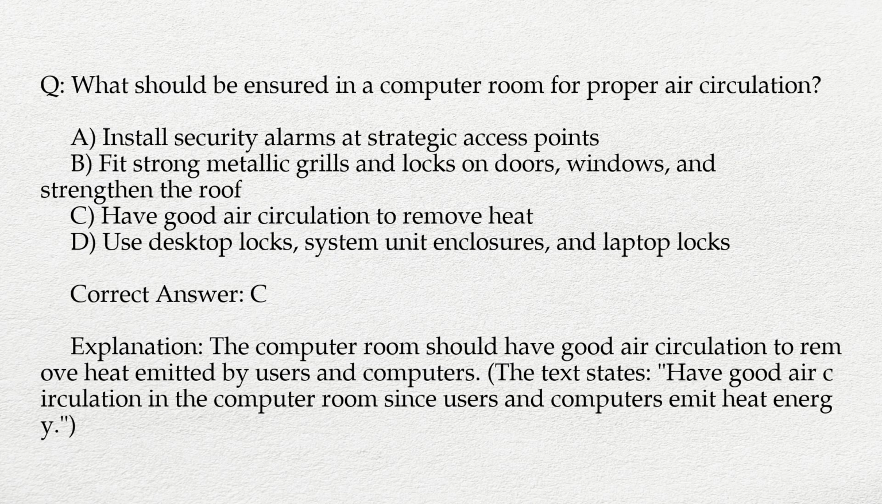Q. What should be ensured in a computer room for proper air circulation? A. Install security alarms at strategic access points. B. Fit strong metallic grills and locks on doors, windows, and strengthen the roof. C. Have good air circulation to remove heat. D. Use desktop locks, system unit enclosures, and laptop locks. Correct answer, C. Explanation. A computer room should have good air circulation to remove heat emitted by users and computers. The text states, have good air circulation in the computer room since users and computers emit heat energy.